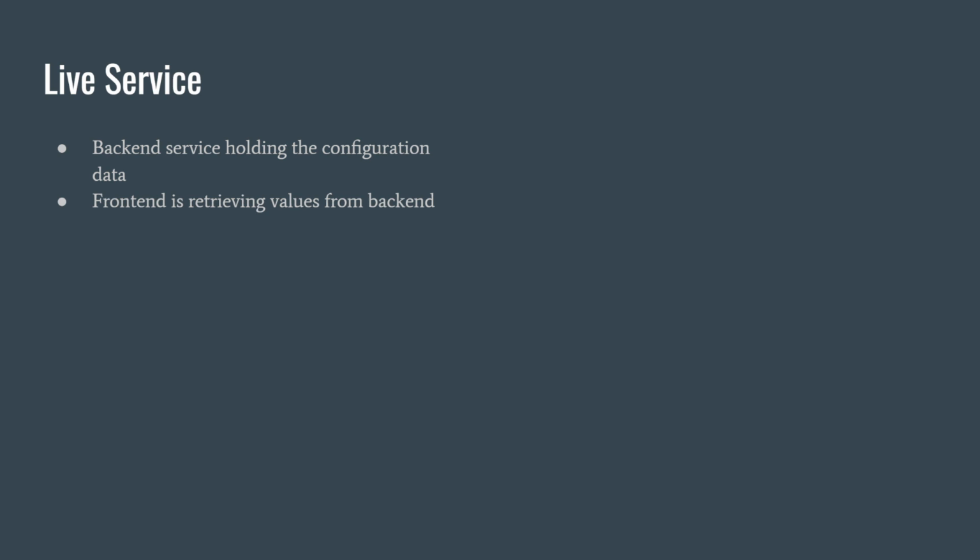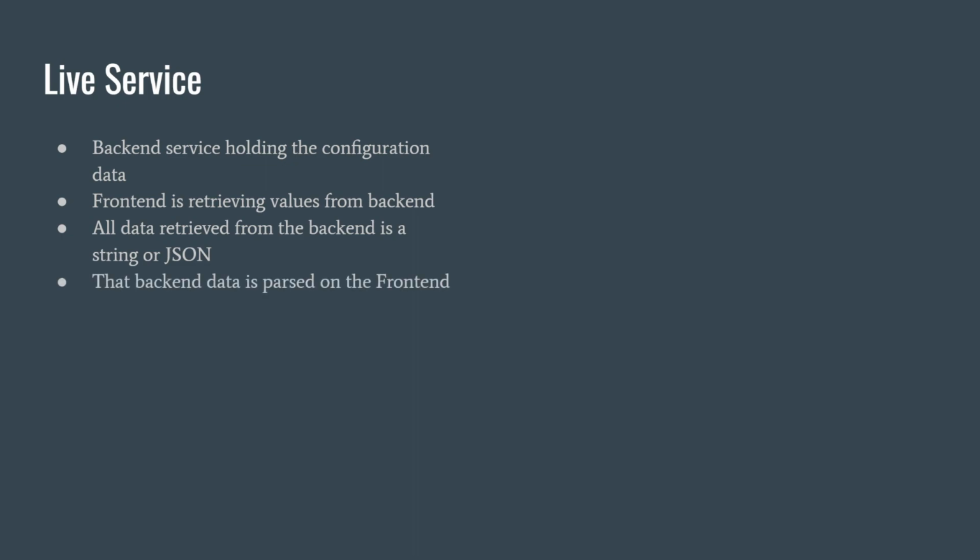And what happens is the front end will retrieve those values from the back end, and they'll be retrieved as a string or usually a JSON, or depending on how your backend wants to do it. If they want to do a different format, you work with it. But basically, those are the two common ones where it's a JSON string. And then from there, you end up having to parse it on the front end to get the values.